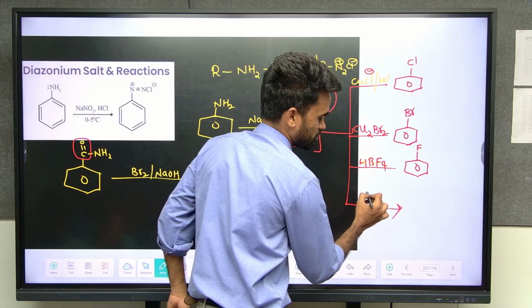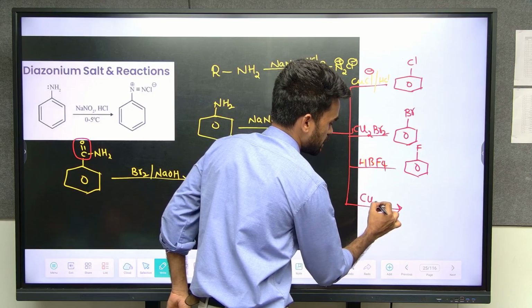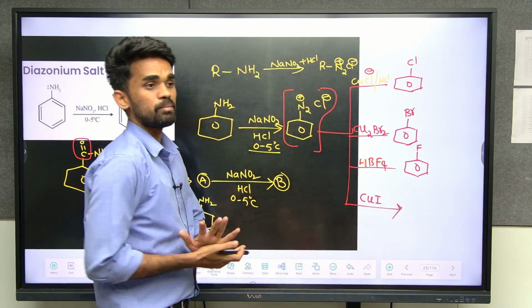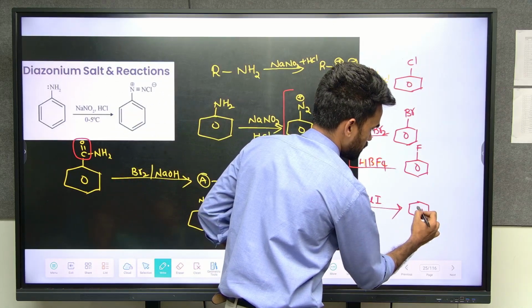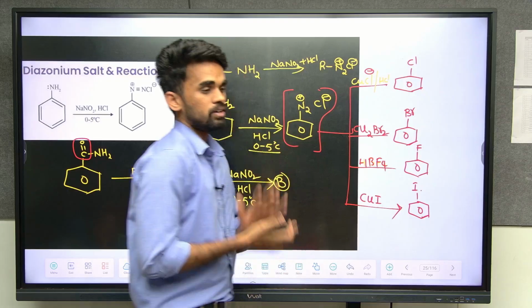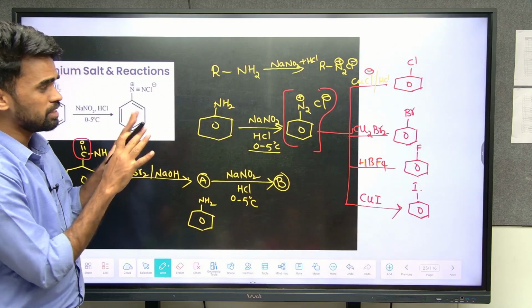Next one, wait. Last one, CuI. What I am writing? Iodobenzene. Okay, next. This is done now?